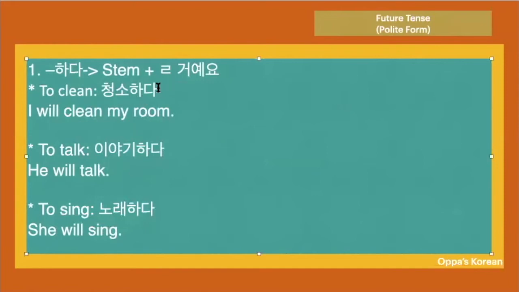Next example, to clean, 청소하다. So you find the stem first. You drop 다, 청소하, that's the stem, plus the ending ㄹ 거예요. So it goes to 청소할 거예요.